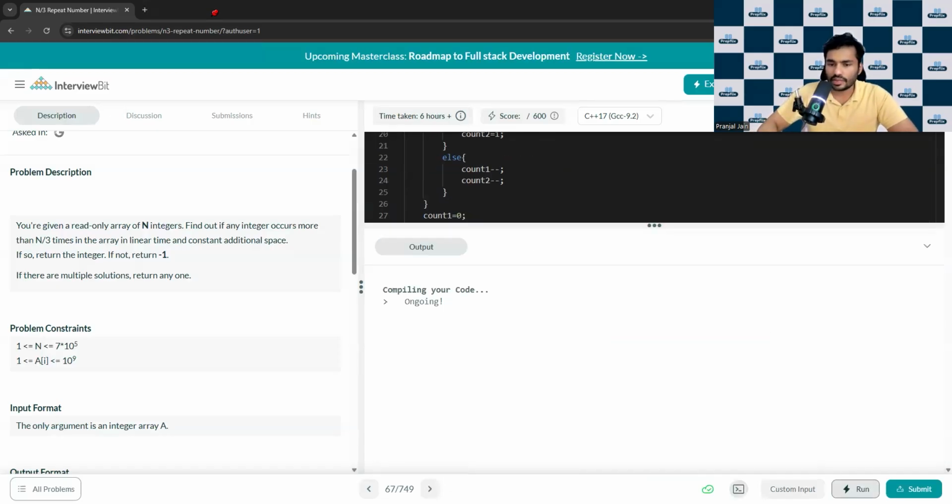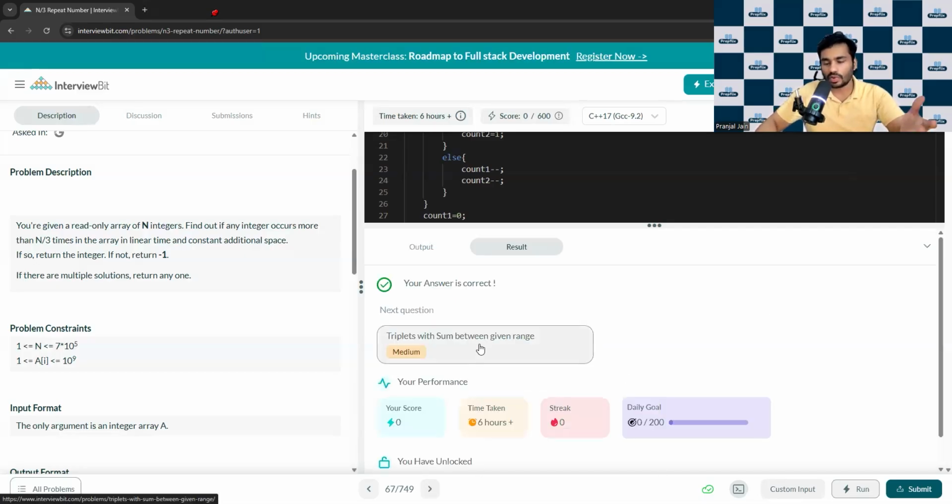So let's try to run this to see whether we are able to solve the visible test cases or not. And if there's any issue, any problem, any doubt at all, please feel free to comment it in the comment section below. I'll be more than happy to reply to you. And let's try to submit this to see if we are able to solve all the test cases or not. So yes, we are able to solve all the test cases.